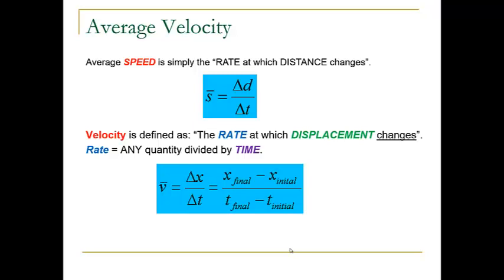Since displacement is measured in meters and time is measured in seconds, your unit for velocity is also meters per second. Neither of these two equations are on your formula sheet. When you look at your AP formula sheet, you'll see that there's a bunch of equations on there, but not all of them. So you're going to have to memorize some of them.